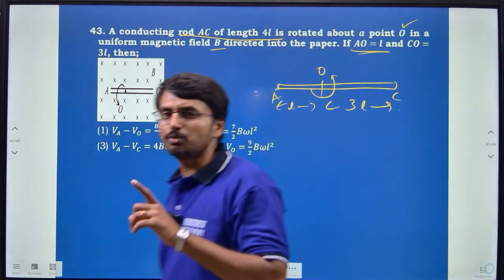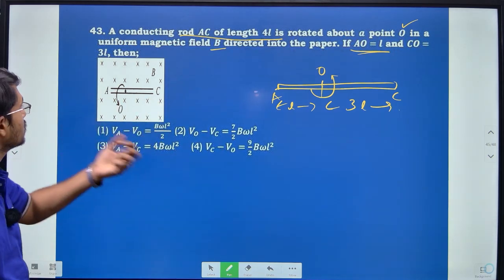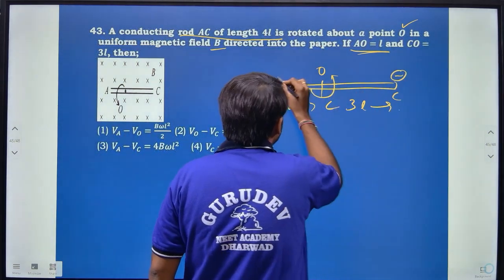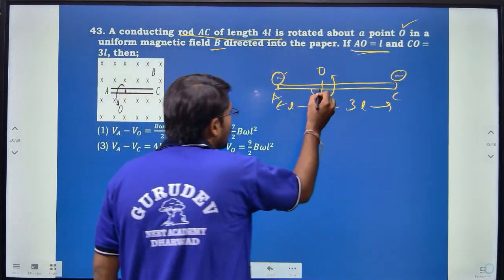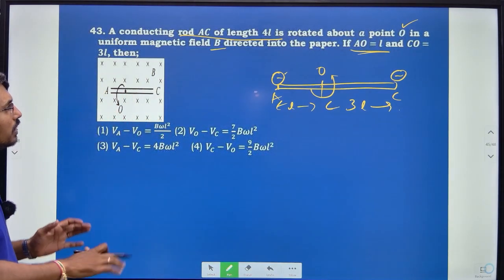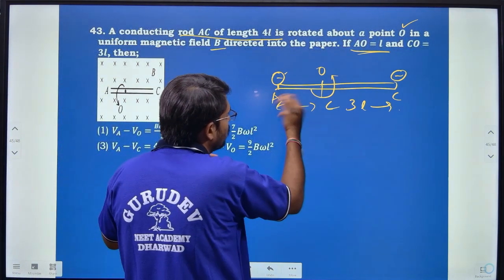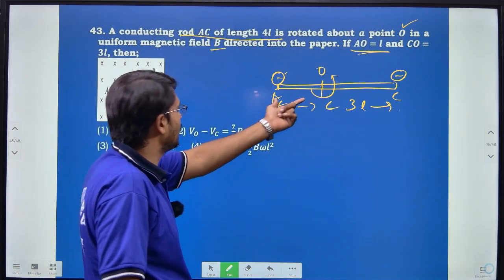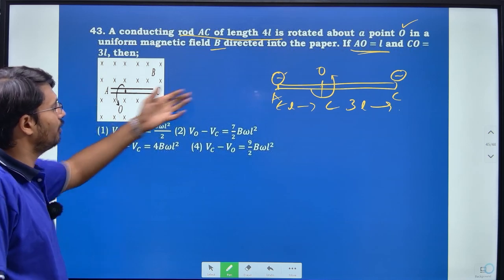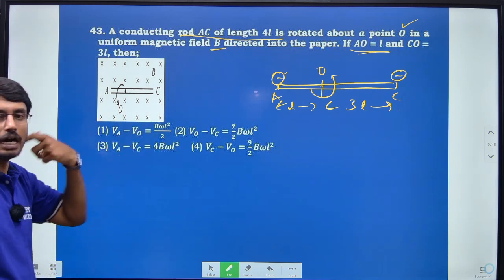You have to remember this: whenever the rod rotates, the charges inside the conductor experience a force. As a result, at the edge there is a negative charge, and at the center it becomes the positive charge. If you look at the potential difference, VA minus VO, VA will be negative and VO will be positive. So minus here and plus here; whenever you take the difference, that value will again be a negative value.